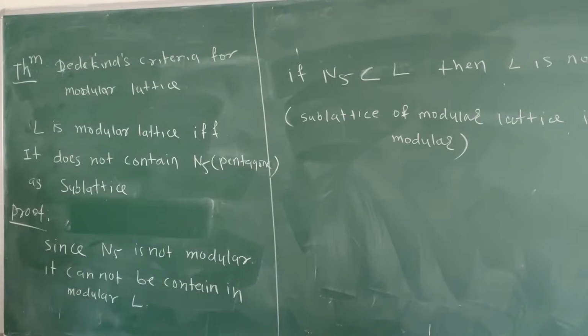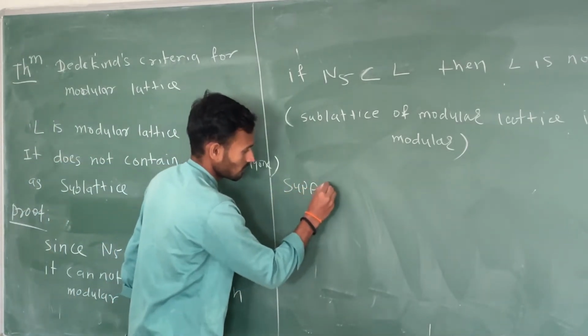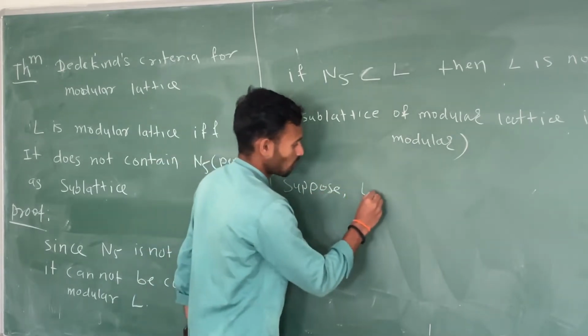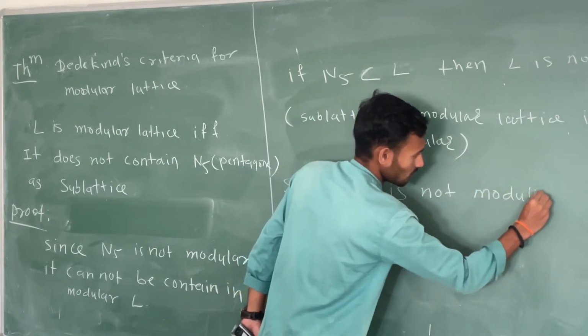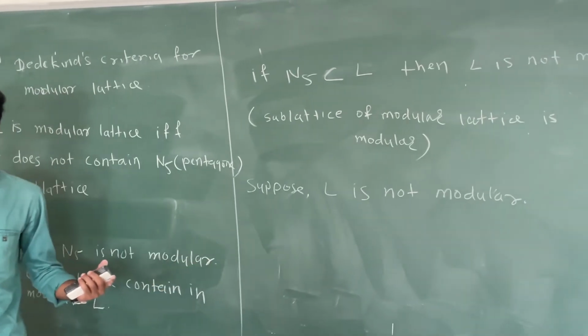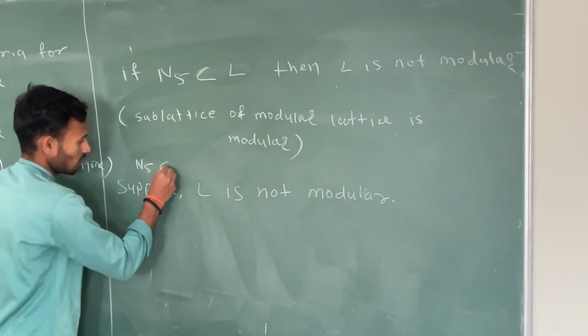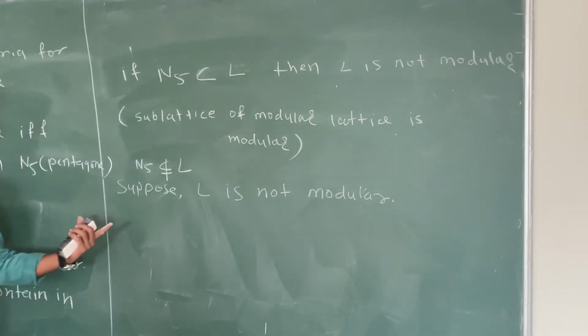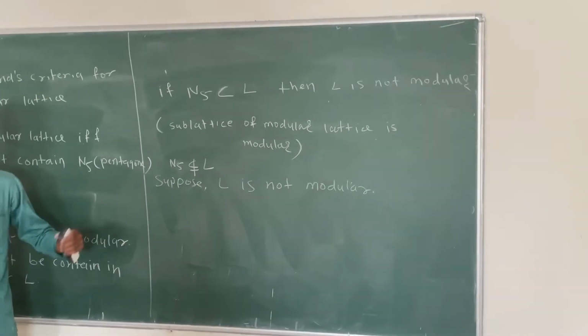Okay, so that proves one way, that if L is modular, N5 can't be contained in L. Suppose we assume that L is not modular. We are proving the converse, right? Yes, the converse part. So there also N5 is not contained in L. And we are supposed to prove L is modular, and we are proving by contradiction. Suppose L is not modular.